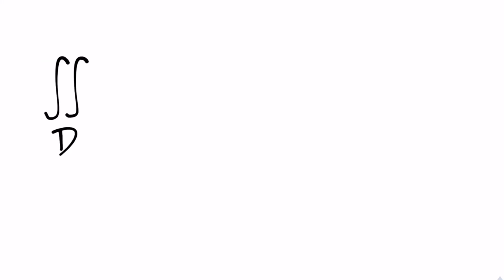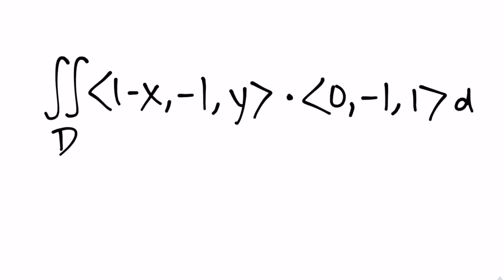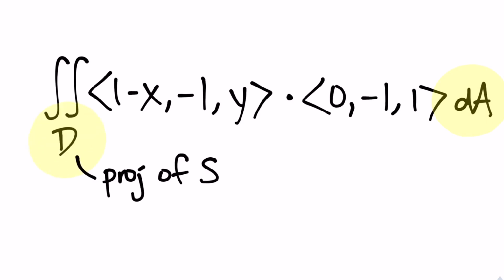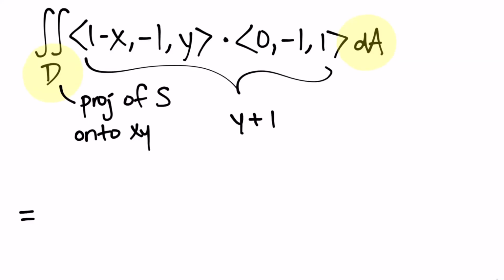So now we'll just bring these two vectors back into the integral, and notice that it's now dA instead of dS, and the double integral is over D instead of S, D being the projection of S onto the xy plane, which is just a circle in this case. So now just dot the vectors and do the math and end up with the double integral over D of y plus 1 dA.